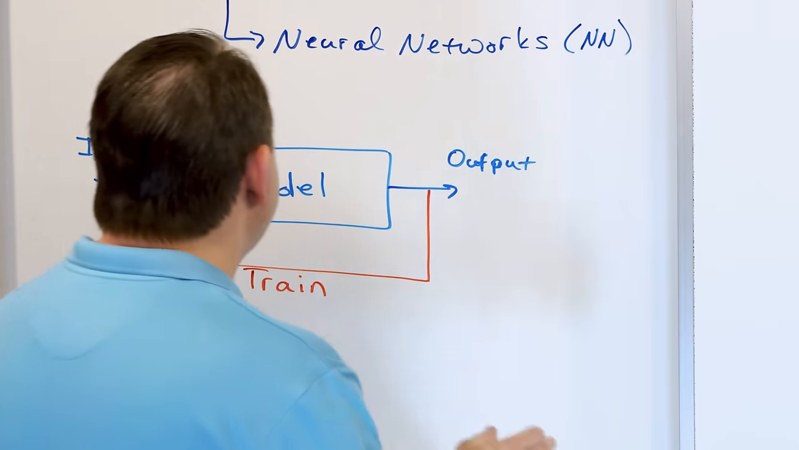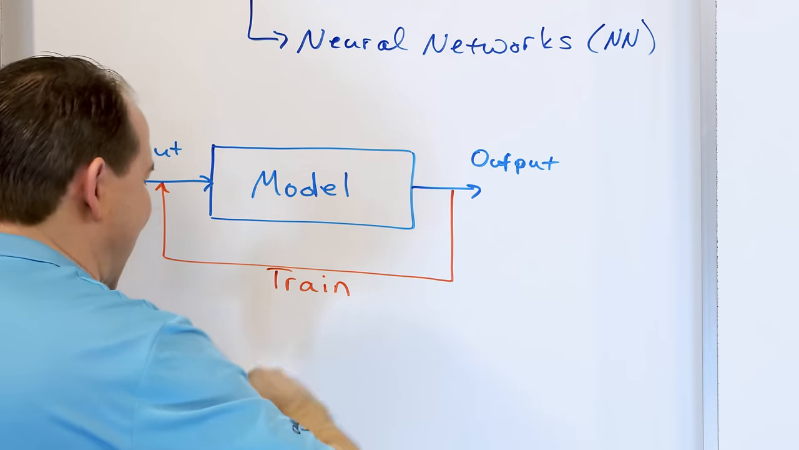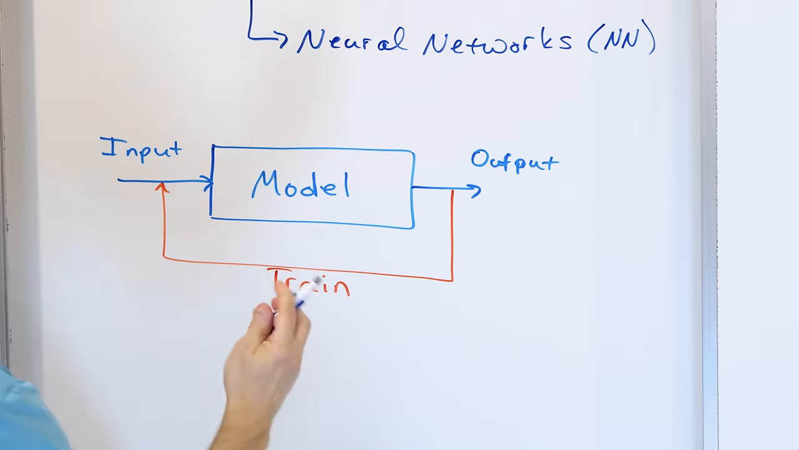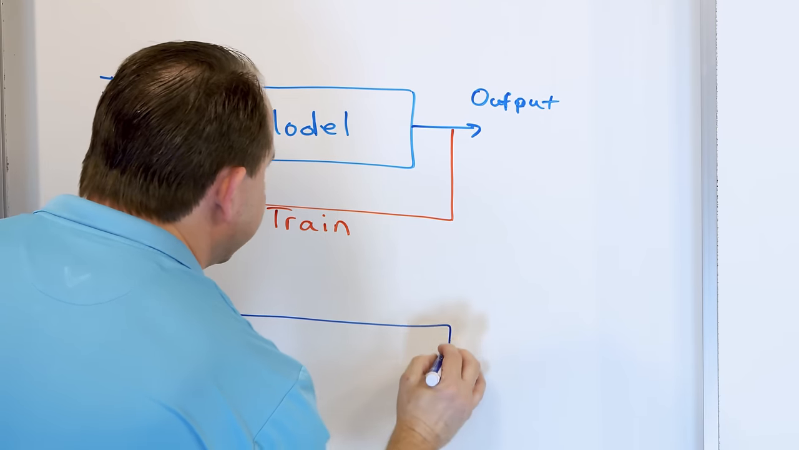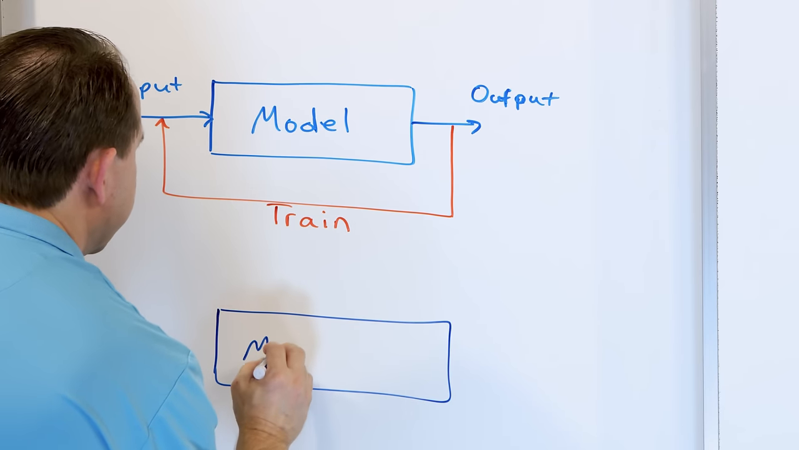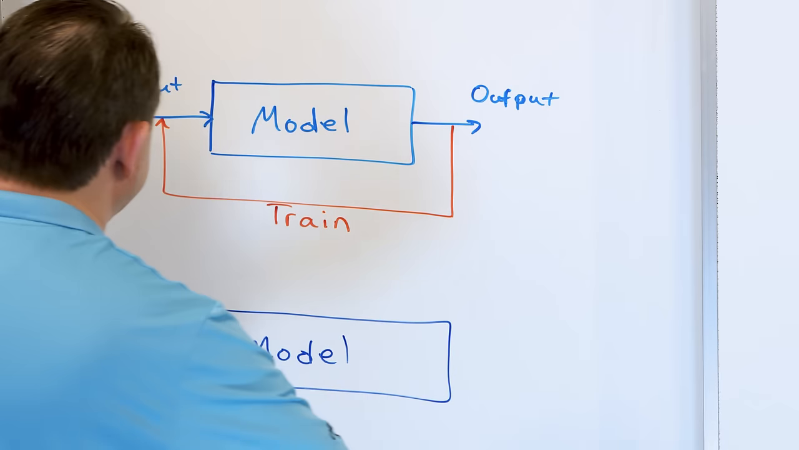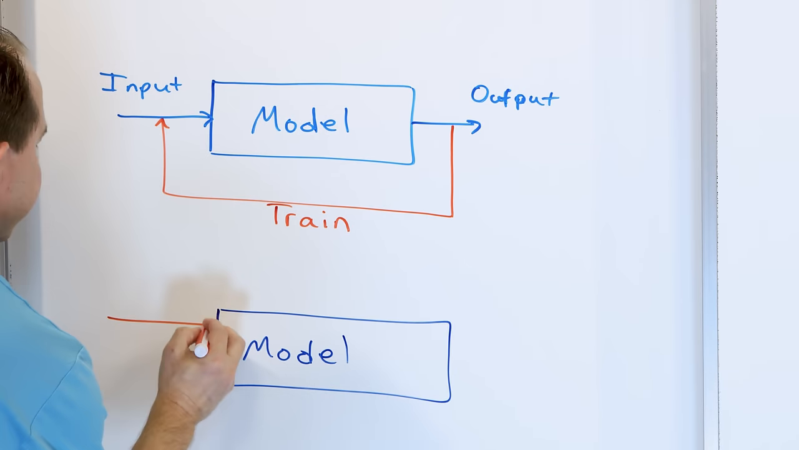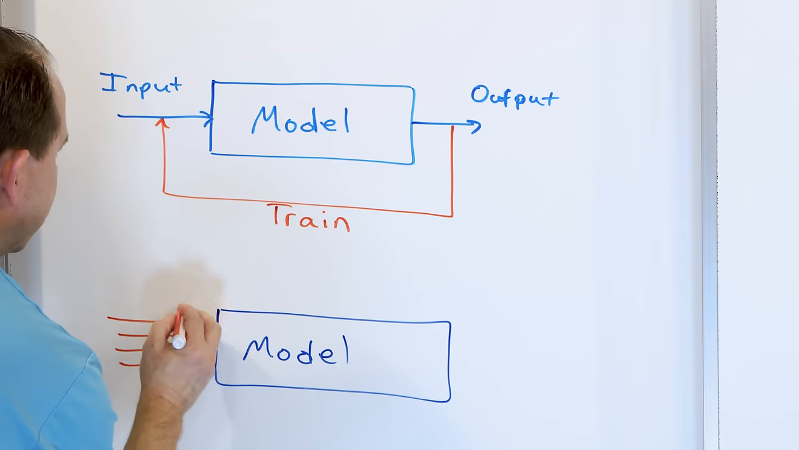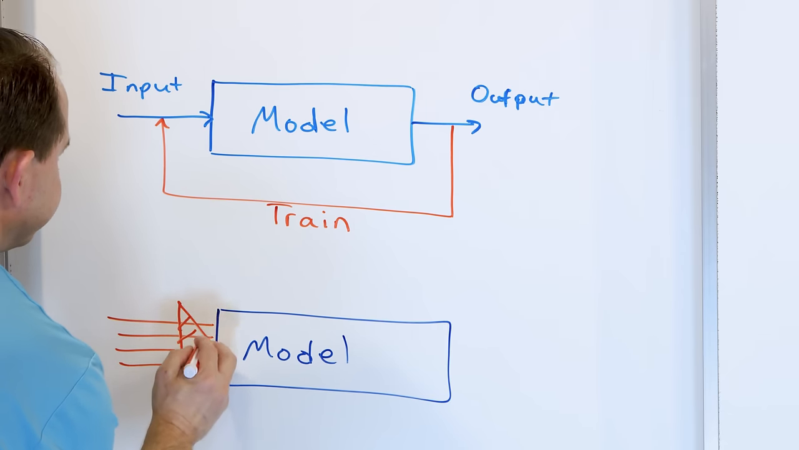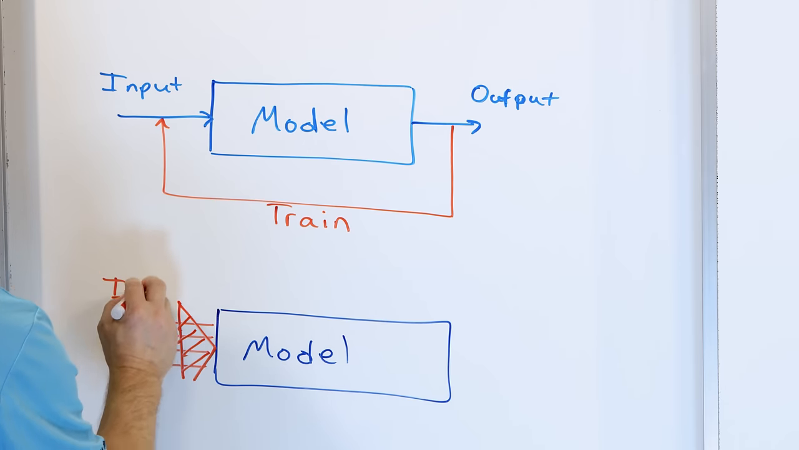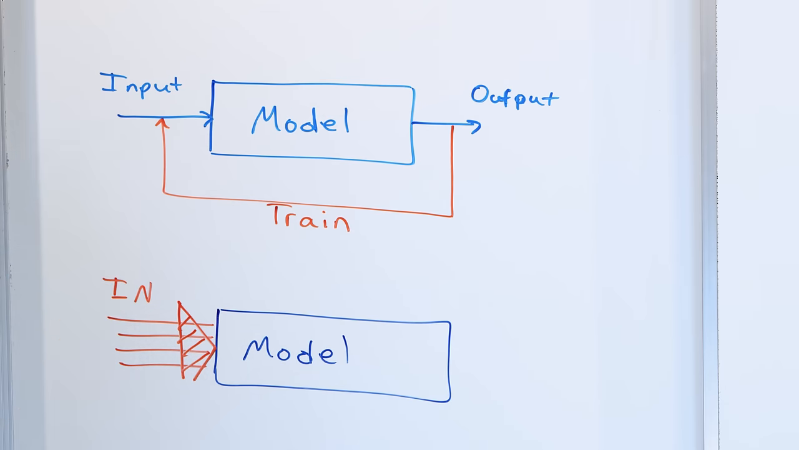Okay. Now, I've drawn it with a single input and a single output, but actually the picture I want you to have in your mind is more complicated than that. The picture I want you to have in your mind, model, is with many, many inputs and many, many outputs. So for instance, there's not just one or two or three, there's a bunch of inputs here. I'm going to call this inputs. I've only drawn four, but there could be thousands of inputs here.